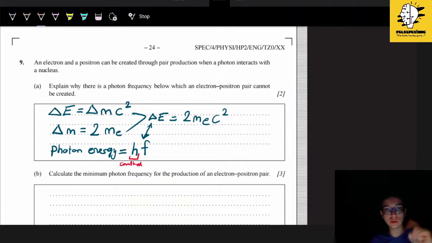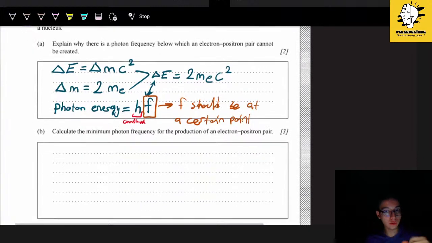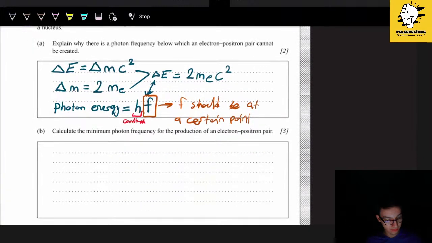So what is the only dependent here? Frequency. Therefore, frequency should be at a certain point to provide that energy, because Planck constant is a constant. Second question. Again, may I carry on with this part as well? Yeah, I think it would be better.